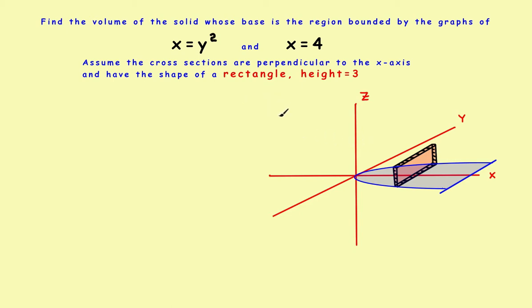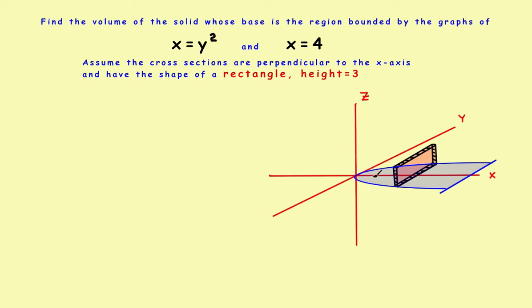Now, in this fourth video, we're going to use exactly the same boundary conditions that we used in the first three videos. But the difference is, in the first video, we did a rectangle. Second video, we did triangles, cross-sections. In the third video, we did semicircular cross-sections. And in this video, we're going to do cross-sections in the shape of a rectangle that have a fixed height equal to 3.